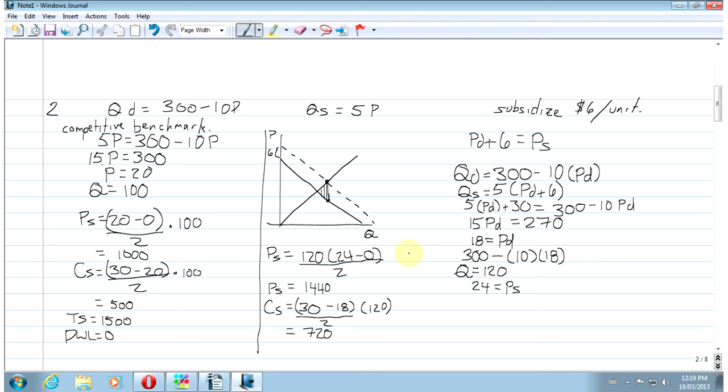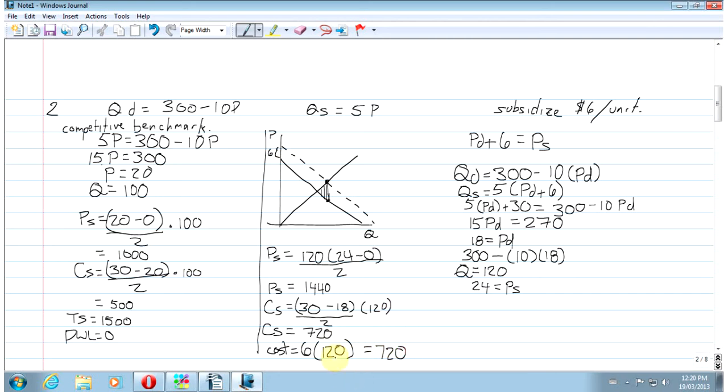What are we paying? We're paying $6 per unit. So cost of, I can't write cost of subsidy because that abbreviates to CS. So let's just put cost equals 6, which is the number of dollars, times the number of units that we're subsidizing. Okay, so 6 times 120 should be 720. Yep.